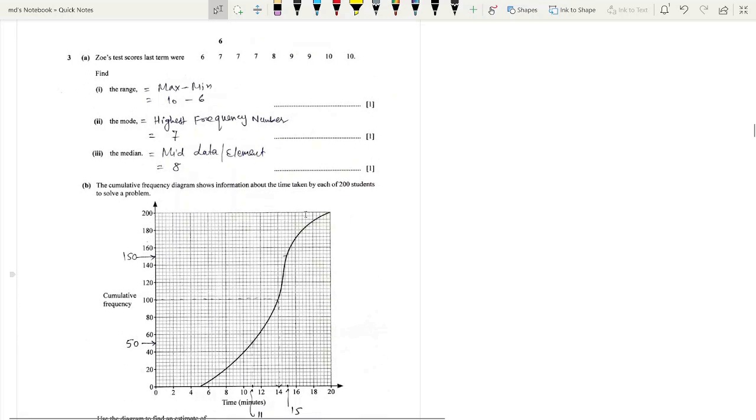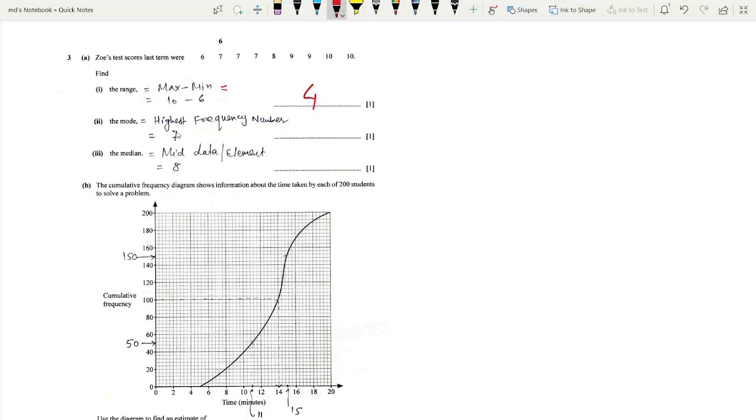Now this is a statistics question. What is that? Zoo's test scores last term were 6, 7, 7, 7, 8, 9, 9, 10 and 10. Find the range. Range means maximum minus minimum. A very simple concept. So maximum number 10, minimum number 6, 10 minus 6, that is 4.